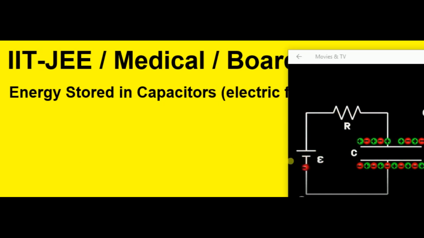Now look at the process of charging. Electrons are going from the upper positive plate to the lower negative plate. Look carefully.